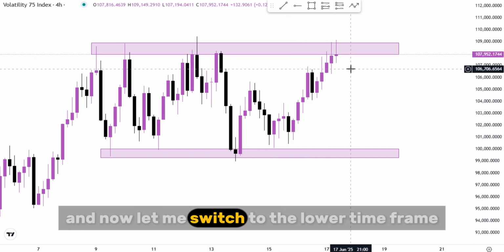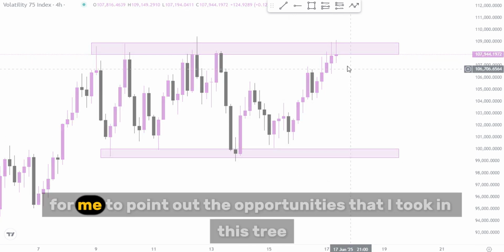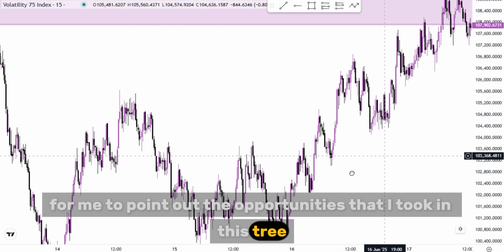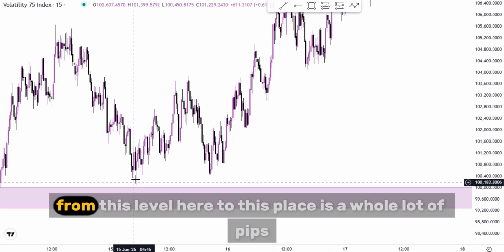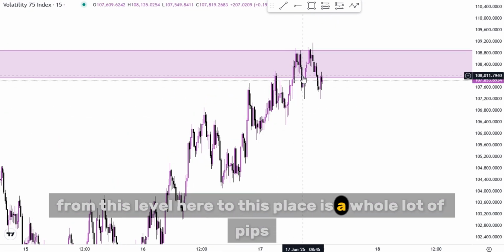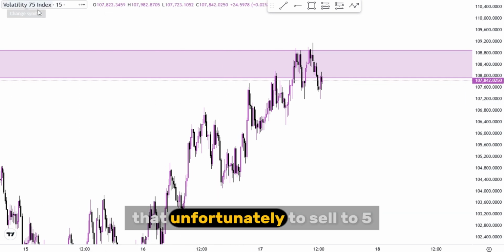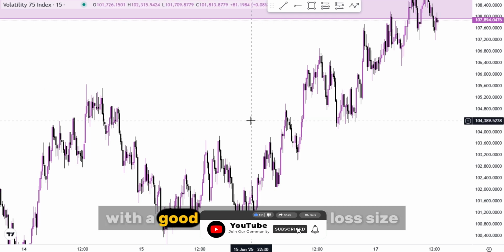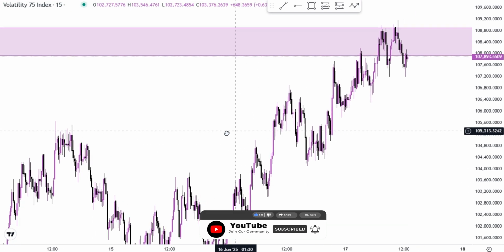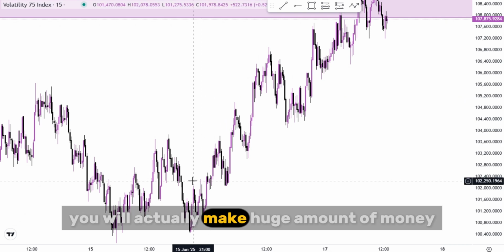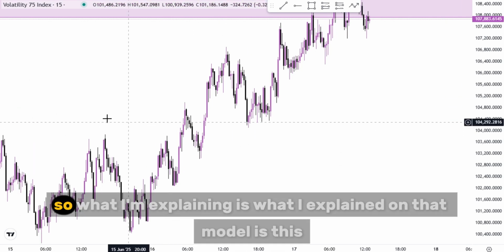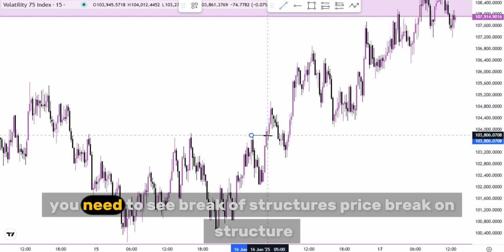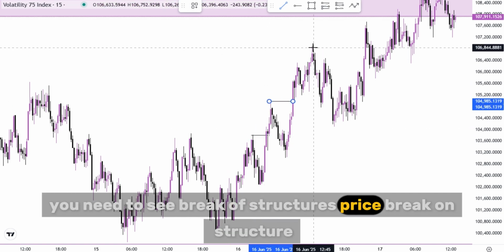And now let me switch to the lower time frame for me to point out the opportunities that I took in history, because on the 15-minute time frame, from this level here to this place is a whole lot of pips. On Volatility 75, if you take your trade with a good loss size, you will actually make a huge amount of money. So what I'm explaining with that model is this: you need to see breakout structures, price breaking structure.